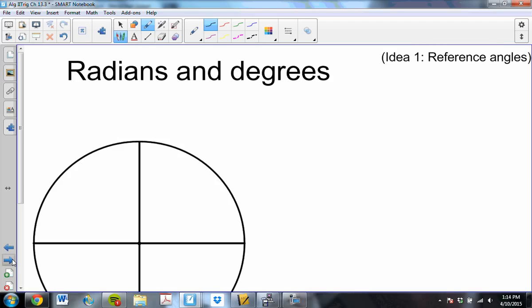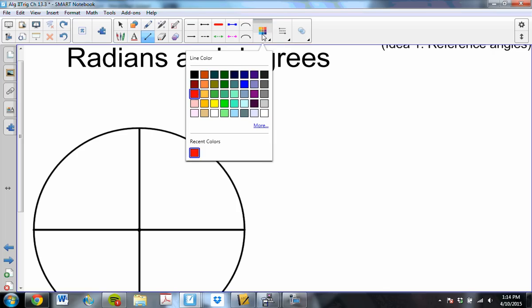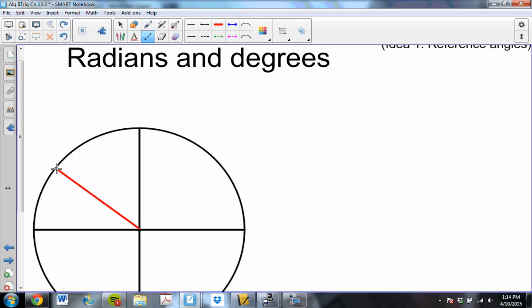The first thing we'll talk about is radians and degrees. And the idea here is really reference angles. So we've talked about radians and degrees. If I have this angle here, well, I didn't draw that very well, so let me grab an actual line. If I have this angle here, let's say that it's about, say, 140 degrees. Well, if it's 140 degrees, that means that this little piece here is 40 degrees.